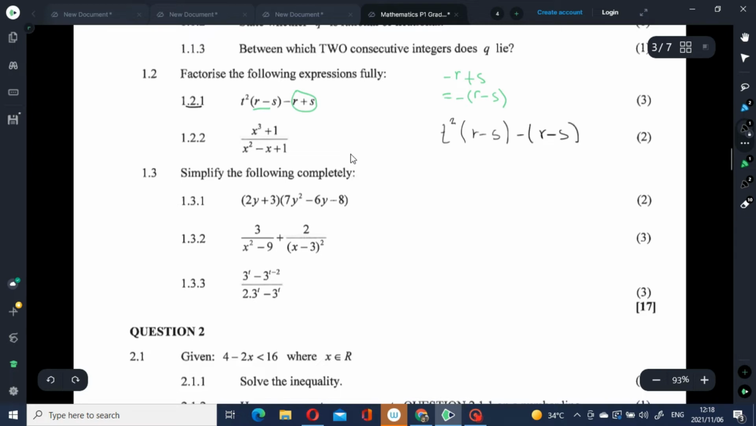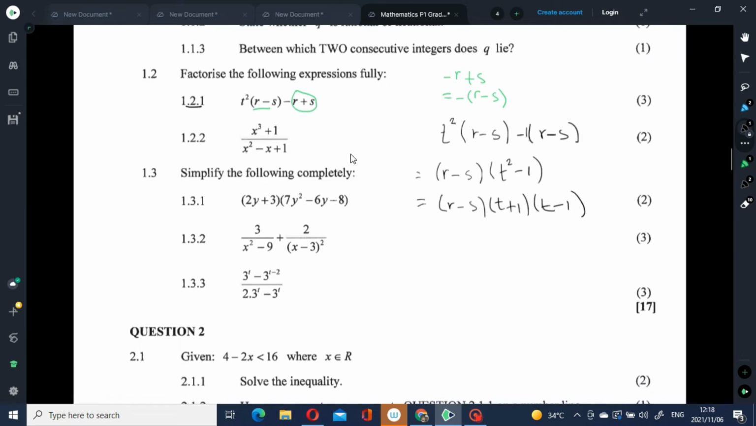So now we can factorize by means of grouping. r minus s is something in common in both terms. So we factor out r minus s, we're left with t squared minus 1. But notice, we can also factor t squared minus 1 as (t plus 1)(t minus 1). And the expression is fully factorized. Just take note that t squared minus 1 is a perfect square binomial.